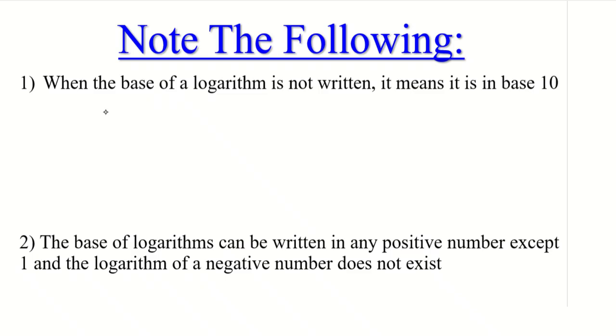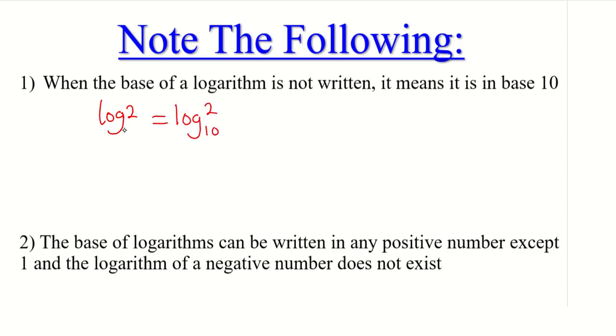The first note says that when the base of a logarithm is not written, it means it is in base 10, which means that in logarithm you can have different bases. You can have base 2, base 3, base 4, base 5, base 8, base 10, and the rest. But we don't have base 1. So if we have a logarithm and the base is not written, then it means it's in base 10. Now we can think of logarithm of 2. This logarithm of 2 means that it's in the base 10. So it implies it is log 2 base 10.